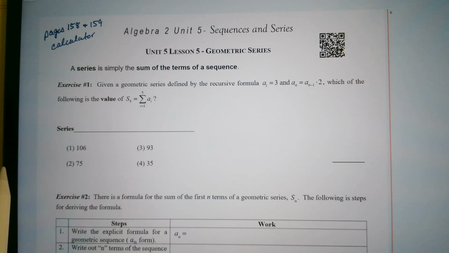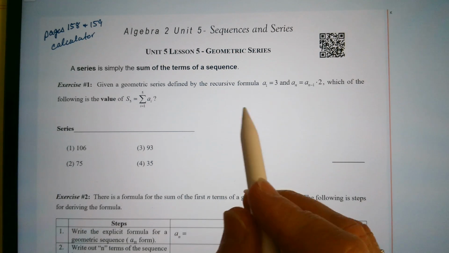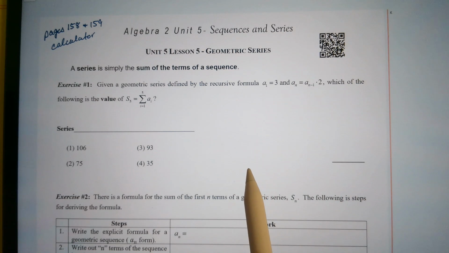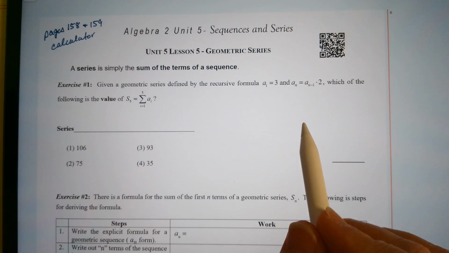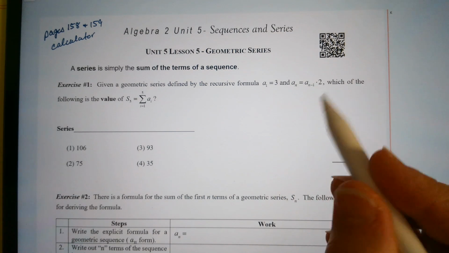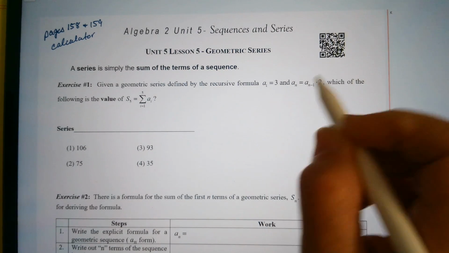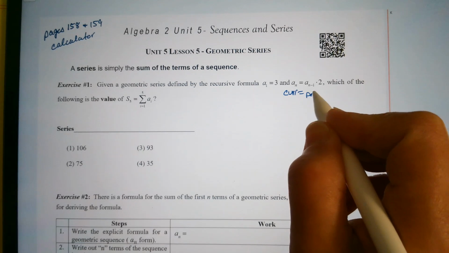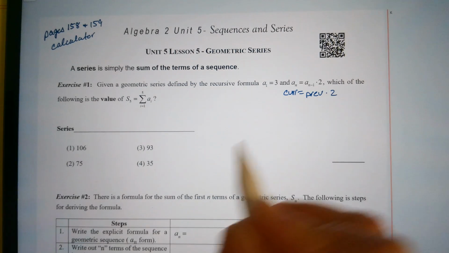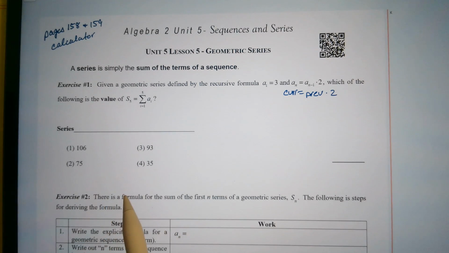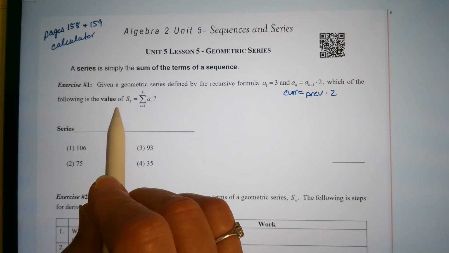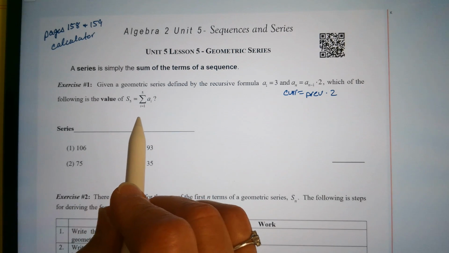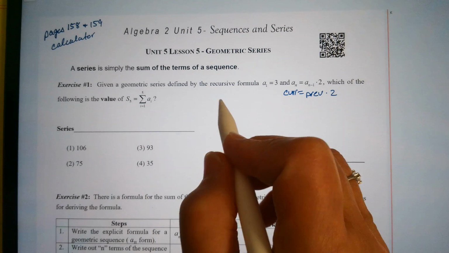Our first exercise: given a geometric series defined by the recursive formula a sub 1 equals 3 and a sub n equals a sub n minus 1 times 2. So the current term is equal to the previous times 2. Which of the following is the value of s sub 5? That's the sum of the first 5 terms.